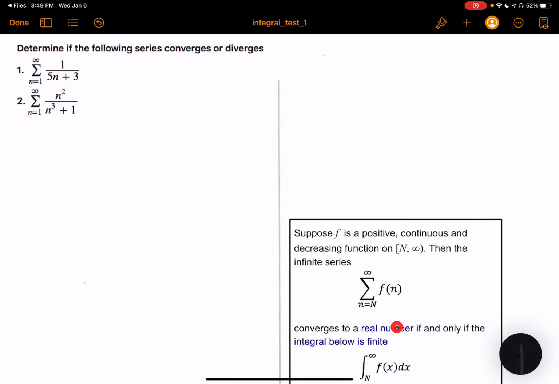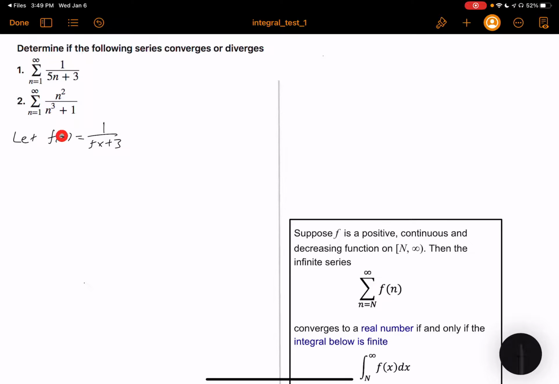So basically, if f satisfies these three conditions, positive, continuous, and decreasing, then to test whether this infinite series converges or not, we just need to look at the integral here. So let's look at the first question, the summation of 1 over 5n plus 3. So let f(x) equal 1 over 5x plus 3. And let's first check whether the three conditions are met here.